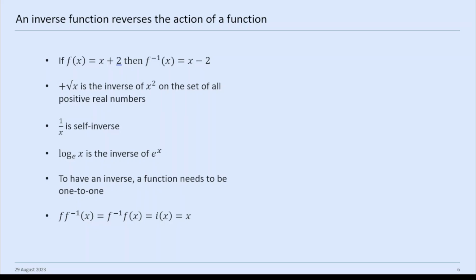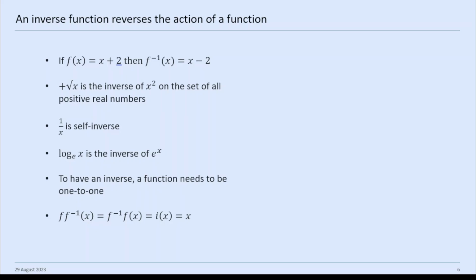1 over x is self-inverse. So if you apply 1 over x to 7, you get 1/7, and if you apply 1 over x again, you get 7. Log to the base e of x is the inverse of e to the x. Again, that's the definition of log.